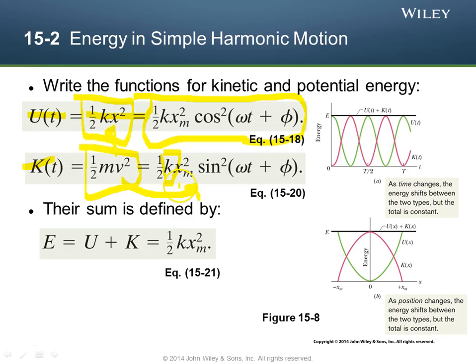And so if we add these together using our trig identities, sine squared and cosine squared add up to 1, we add the two energies together, and the total energy is just equal to 1/2 k x sub m squared, which is similar.